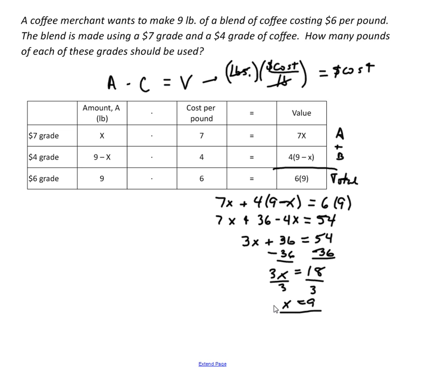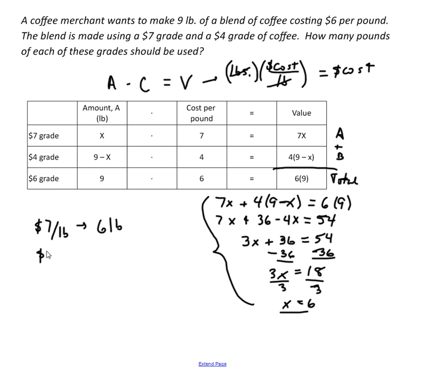We isolated x, but remember, it's a word problem. And if you've got a word problem, this algebra that we've just done is nothing more than a tool. It is not the answer. What is the answer? Well, the question was how many pounds of each grade should be used? We used x pounds for the $7 grade, so at $7 per pound, 18 divided by 3 is, of course, 6. We should use 6 pounds of that.